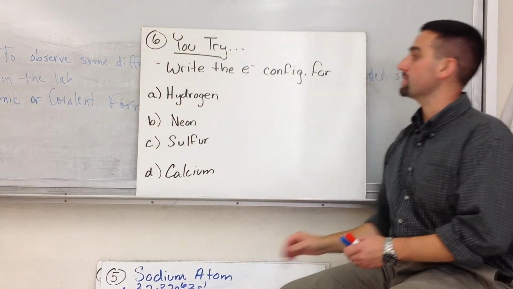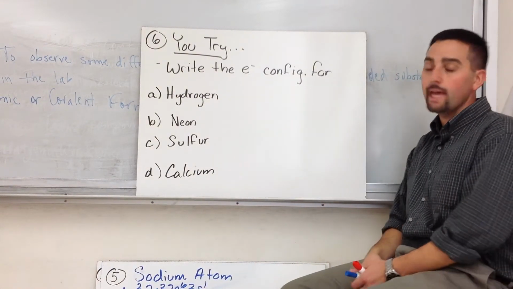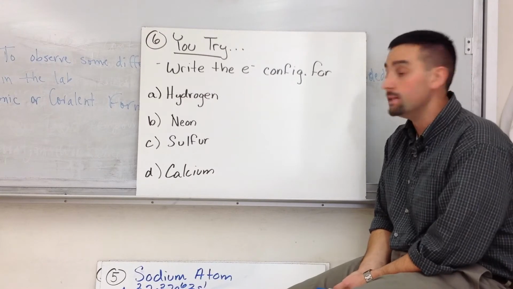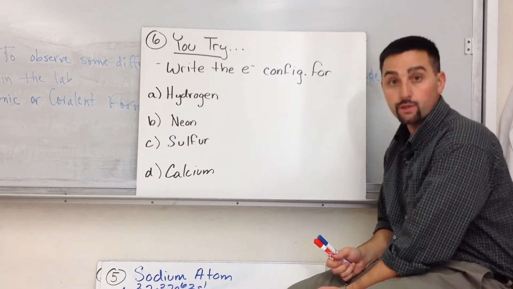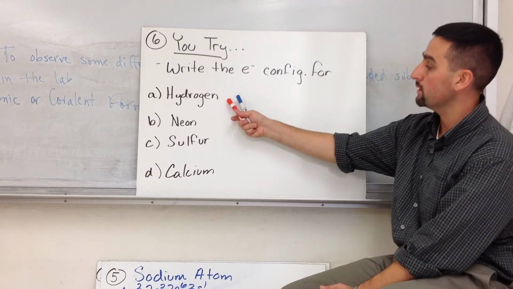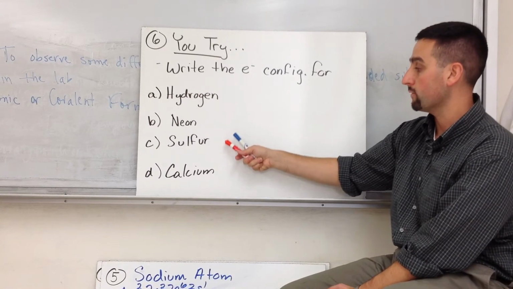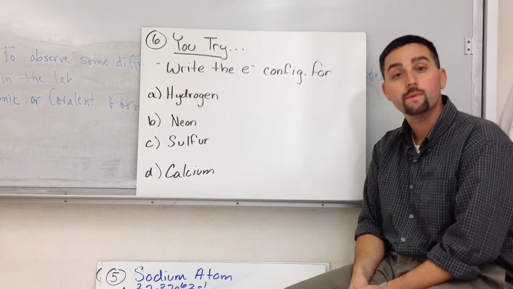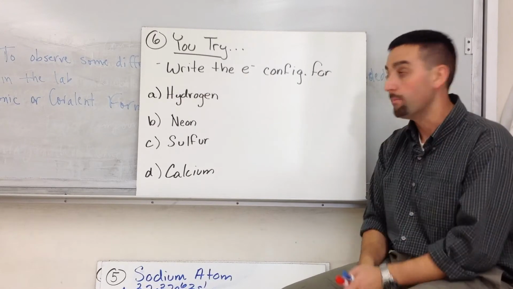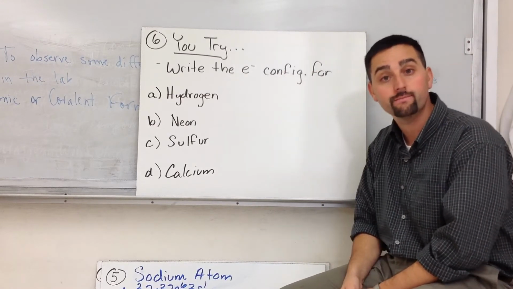So what I'd like you to do at this time is you have 4 examples here, A, B, C, and D. And I'd like you to try to write the configurations for hydrogen, neon, sulfur, and calcium. Pause the tape, and on my next slide, I'm going to show you the answers.